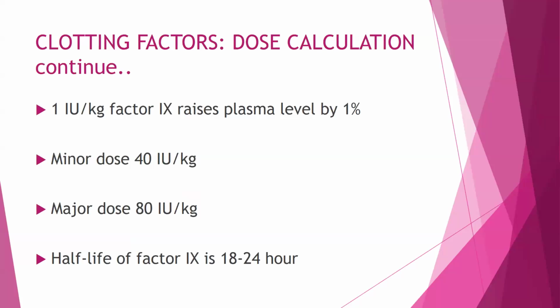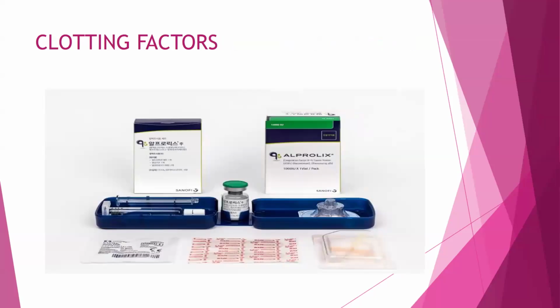In factor 9, 1 international unit per kg of factor 9 usually raises the plasma level by 1%. If this patient comes in with a minor bleed, we said 40 to 60, major we said 80 to 100. And the half-life of factor 9 is usually 18 to 24 hours. These are some of the clotting factors that are available at KNH at the Haemophilia clinic.